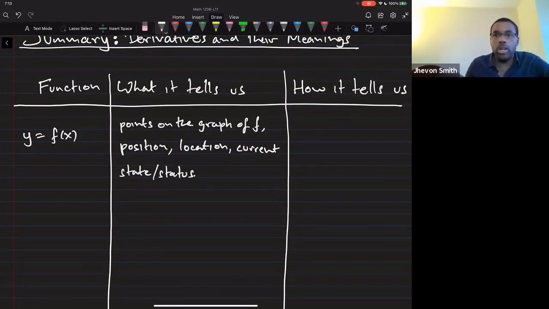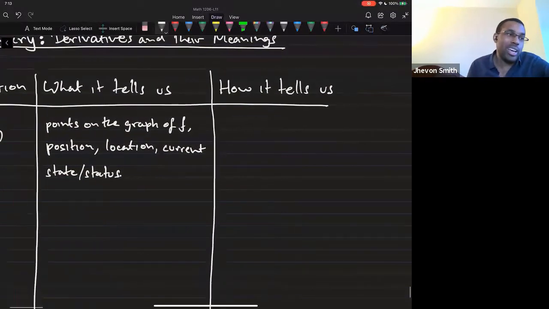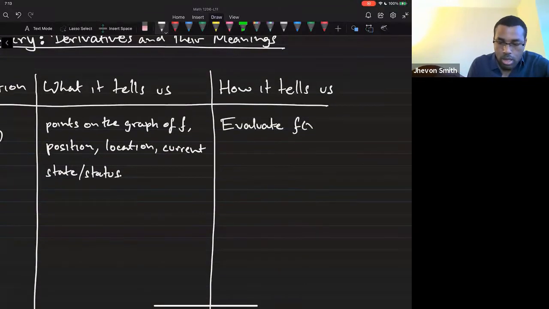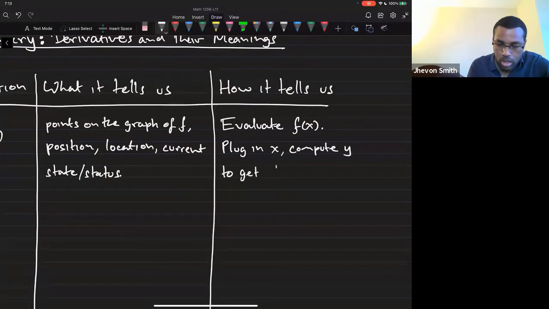Like, where are we now? What is our current state? What is our current location? What is the coordinate on this graph? Right? You want to answer questions like that. This is how you do it. Basically you evaluate. Plug in the x, compute y, to get the coordinate x comma y. And so that would tell you at time x, y, that's a position or location or whatever.